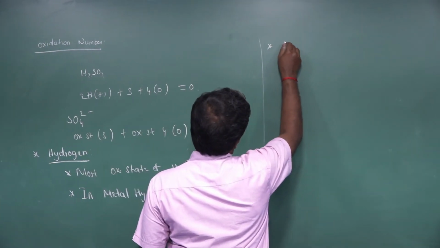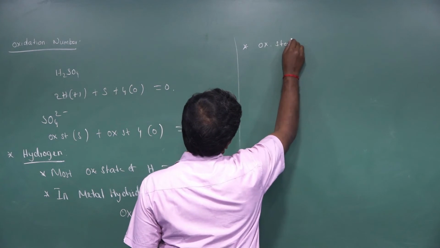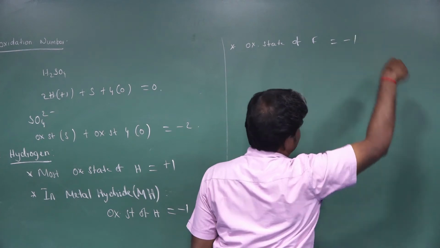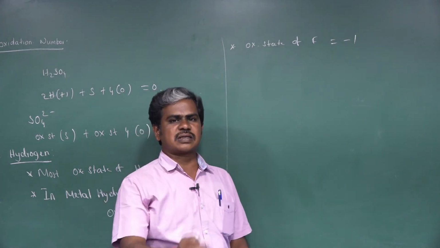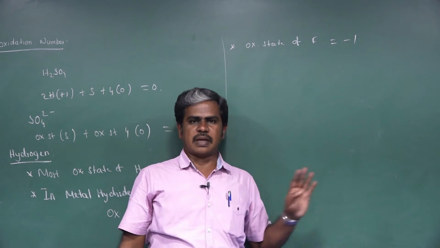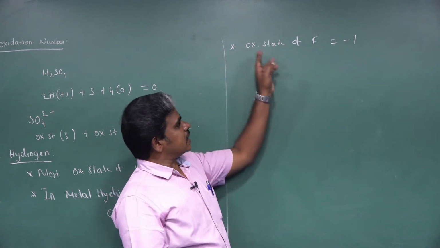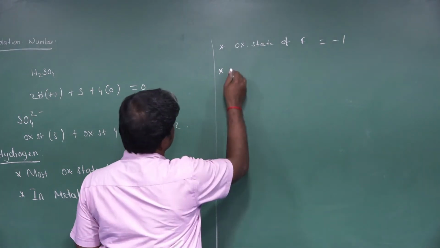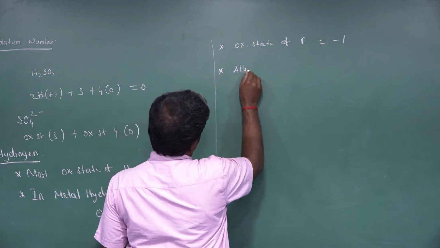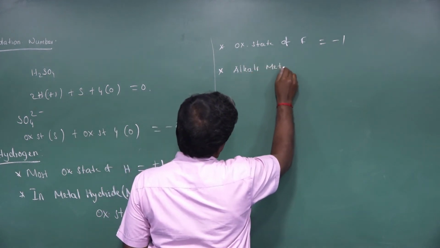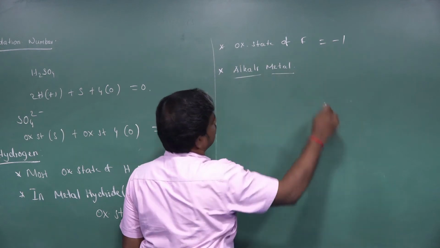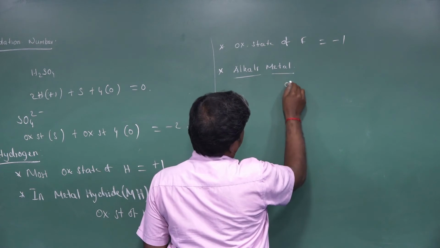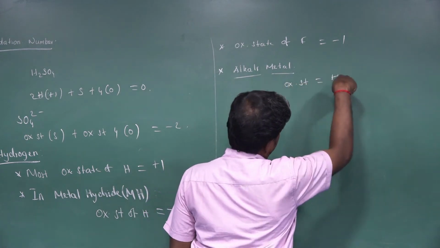The oxidation state of fluorine is always taken as -1, because it is the most electronegative element present in the periodic table. So it is always -1 among the halogens. Now we may take the alkali metals. What are the alkali metals? Lithium, sodium, potassium, rubidium, cesium. The oxidation state of all alkali metals is taken as +1.